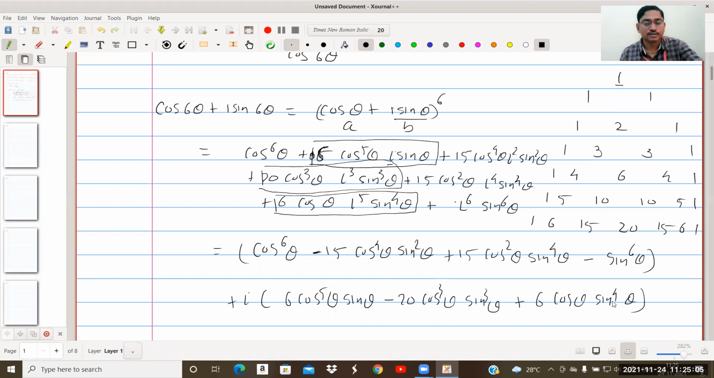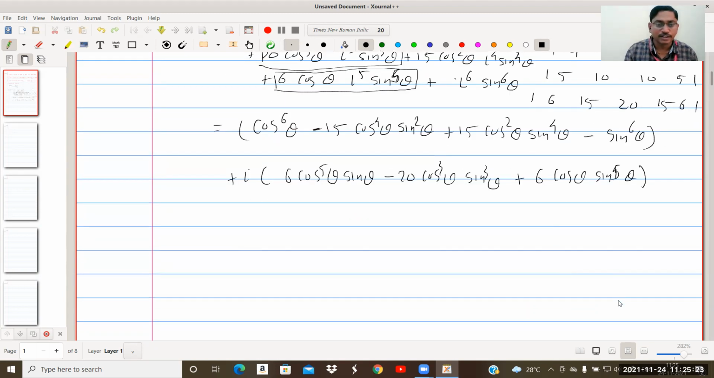Sorry, that should be 6 cos theta sin raised to 5 theta. The total power of cos and sin has to be 6. So above are 4 terms, and here we get 3 terms. So I will close this bracket.